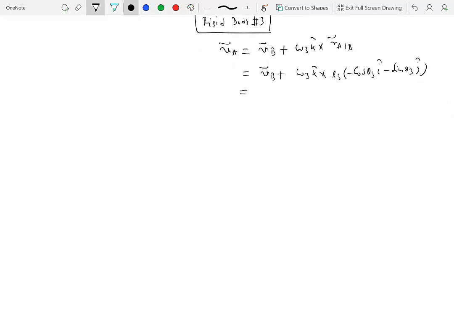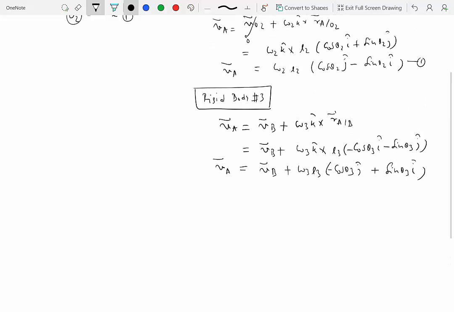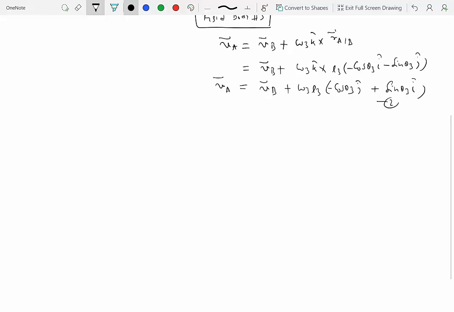Okay, so this is equal to VB plus omega 3 L3 cosine theta 3, and this is cosine theta 3 times k cross i, which is j, so that's j hat, and this becomes minus sine theta 3 times k cross j, which is negative i hat, right? So we get velocity of A written like this, and we'll call it equation number 2.